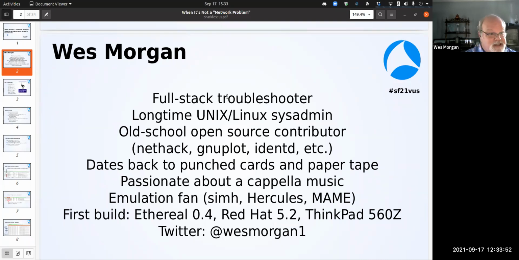One of my passions is a cappella music. Another is emulation. If you've worked with SimH, Hercules, or the main project, big fans. My days with Wireshark actually go back to Ethereal release 0.4, which I ran on a ThinkPad 560Z with Red Hat Linux 5.2. So I've been playing with this for a while.